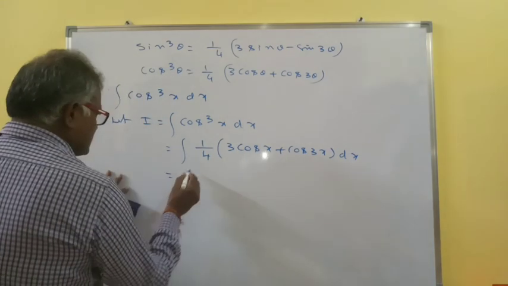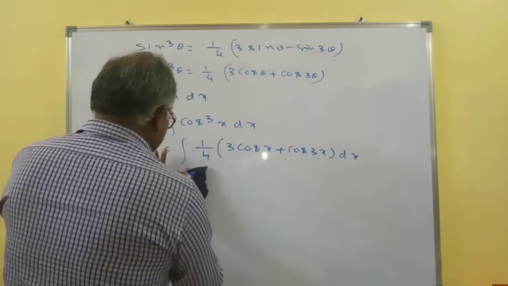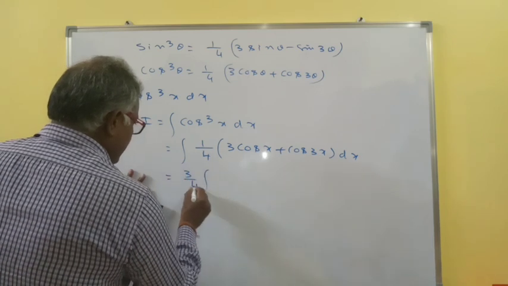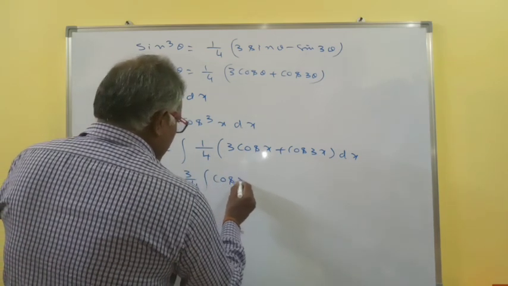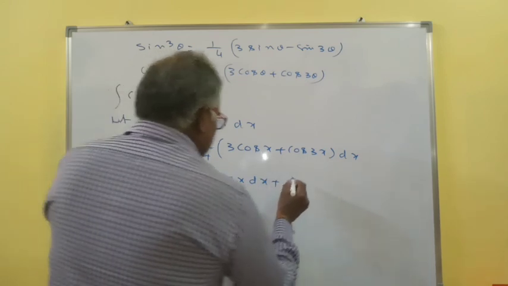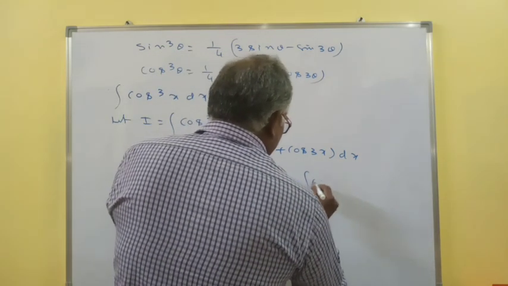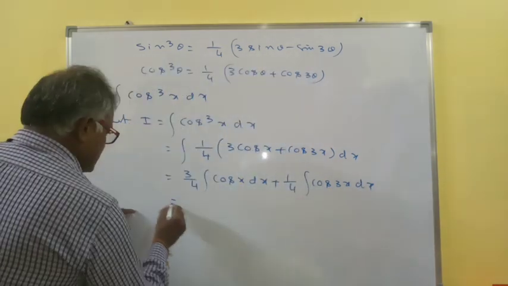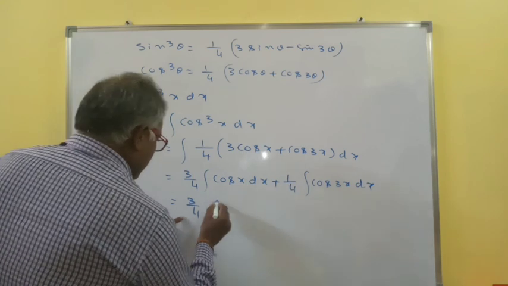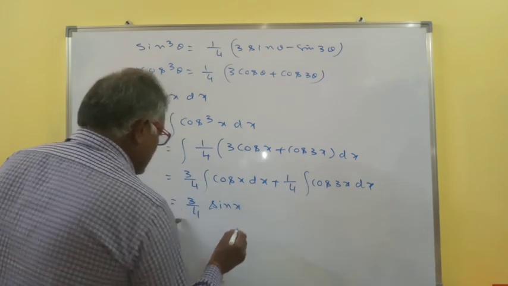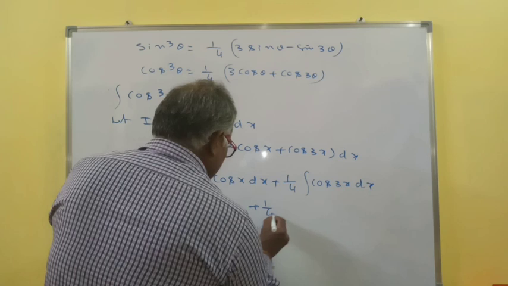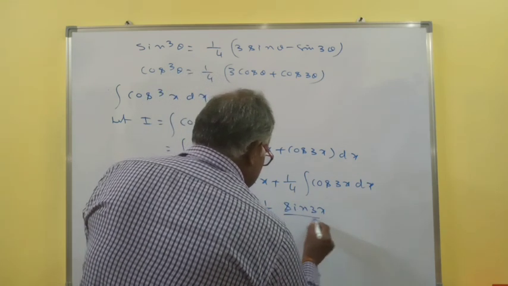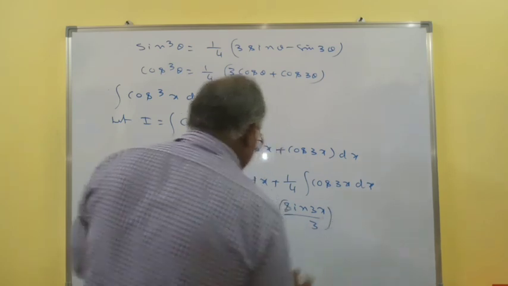So separate these terms first of all. Here 3 by 4 into integral cos x dx plus 1 by 4 into integral cos 3x dx. So 3 by 4 into sin x plus 1 by 4 into, here also, sin 3x divided by 3.